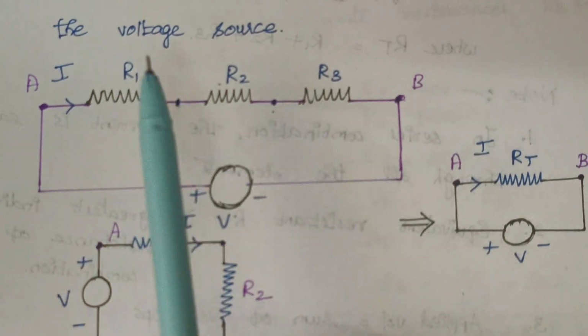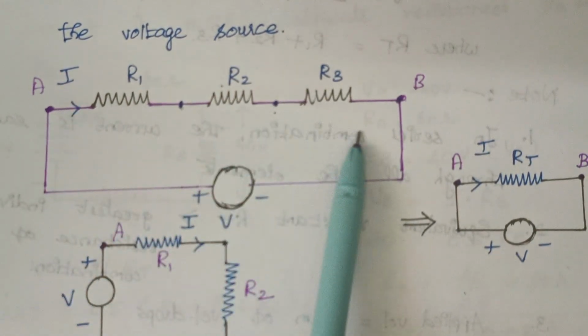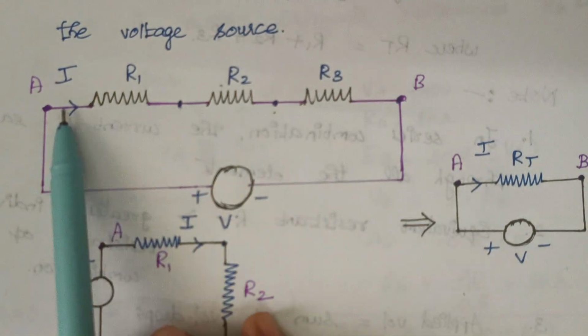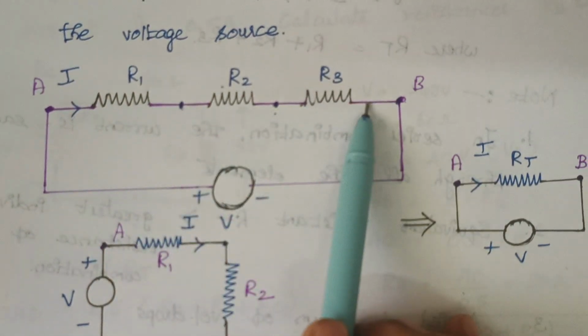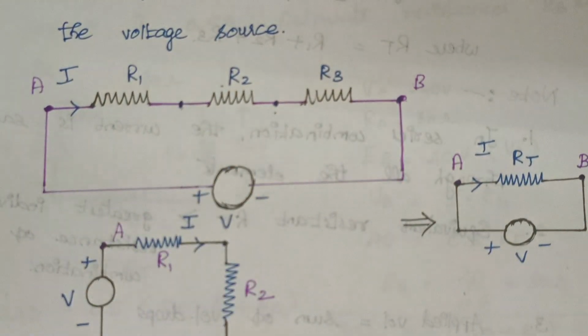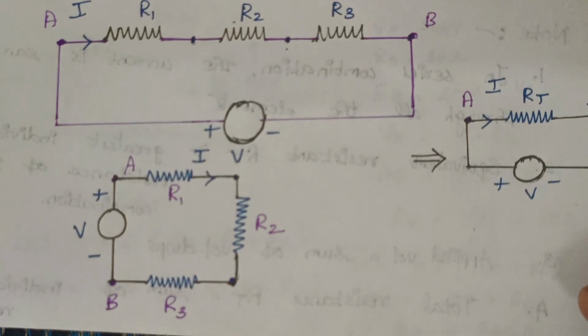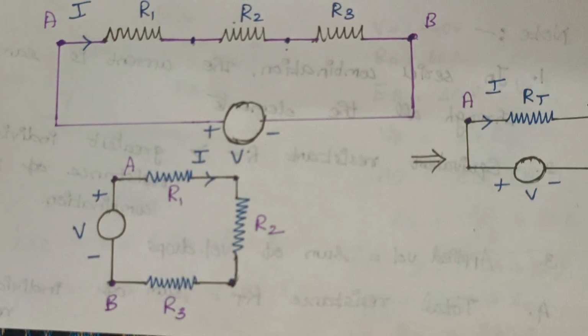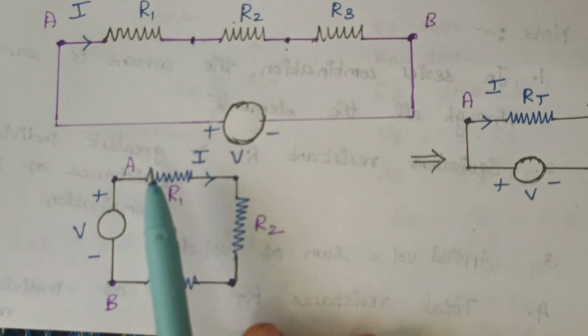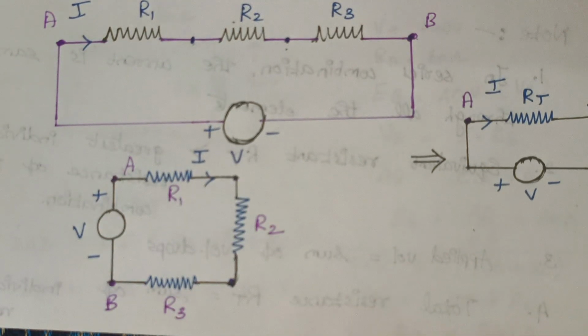Here, the current flowing through the three resistors remains the same. Can you observe it? Since the elements are connected in series, the same current I flows through all the three resistors. Similarly, this is also a series connection, so again the current flowing through all the three resistors is the same.